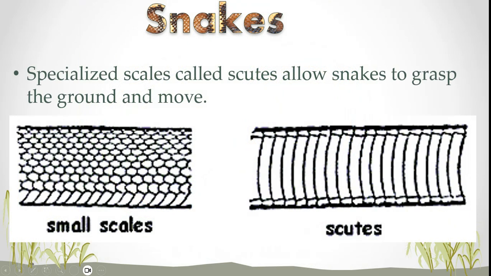So here we go. The specialized scales on their belly are called scutes. The small scales right here are the ones on top, the overlapping ones on the top, right? Now these scutes are a way of getting to move. Remember when we looked at the earthworms and how they squished their body and then moved it, and squid? They had those little hooks there.